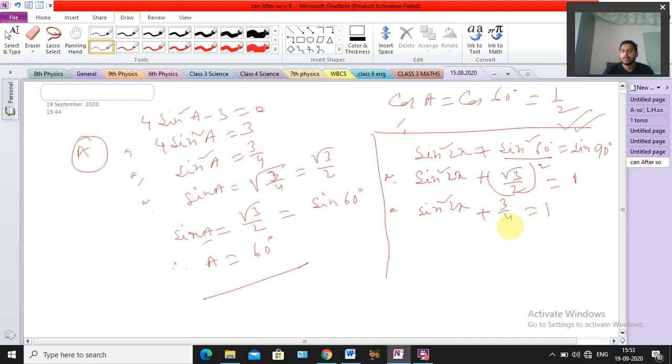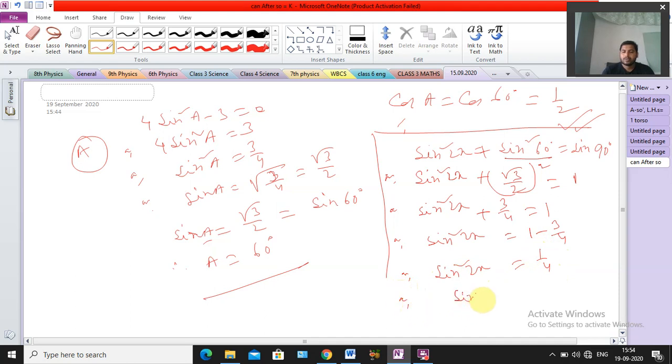So that means we are getting sin square 2x plus 3 by 4 equal to 1. So sin square 2x equal to 1 minus 3 by 4. Understood? So 1 minus 3 by 4 means 1 by 4. This is the value of sin square 2x. Sin square 2x equal to 1 by 4.